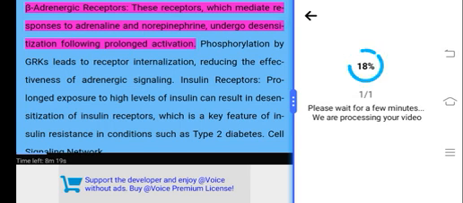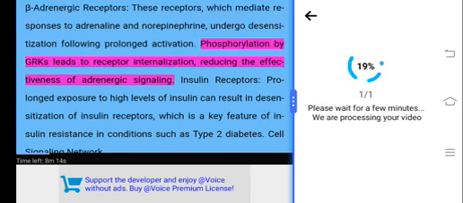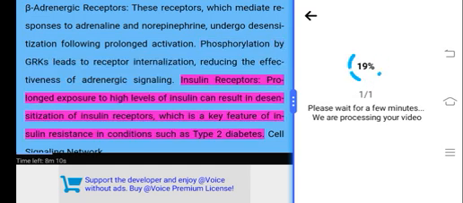Beta-adrenergic receptors. These receptors, which mediate responses to adrenaline and norepinephrine, undergo desensitization following prolonged activation. Phosphorylation by GRKs leads to receptor internalization, reducing the effectiveness of adrenergic signaling. Insulin receptors. Prolonged exposure to high levels of insulin can result in desensitization of insulin receptors, which is a key feature of insulin resistance in conditions such as type 2 diabetes.